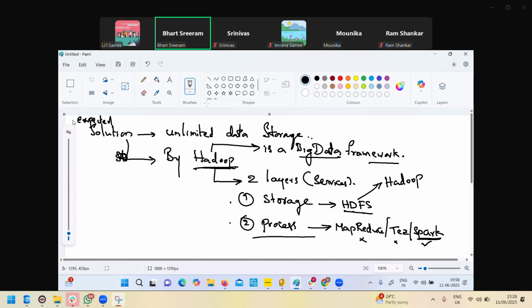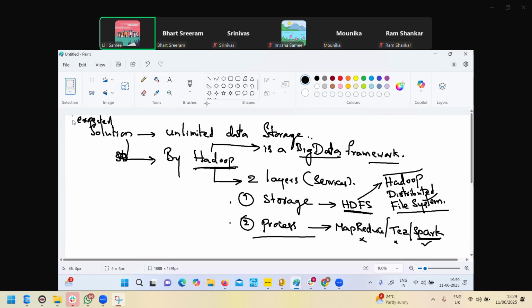So let's talk about the storage. First of all, the full form: Hadoop Distributed File System. Today, just a little step into this. Tomorrow, we will discuss more.